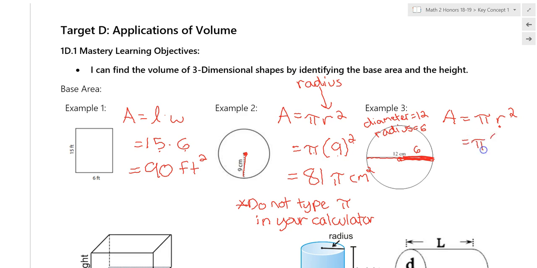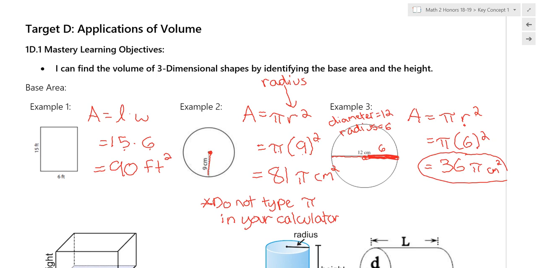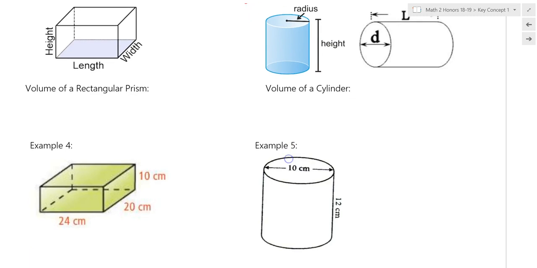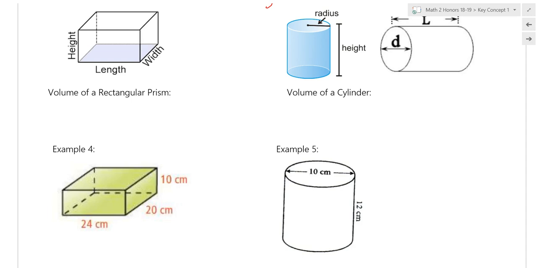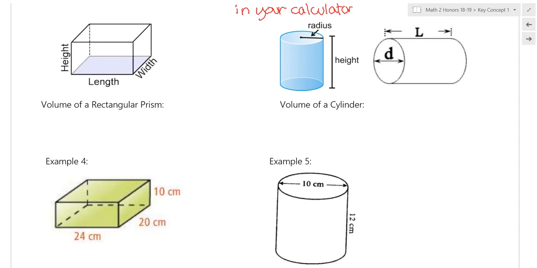So when I plug that in, 6 squared is 36 pi centimeters squared. So that's just our review for area. Okay. Now, what we're really going to look at is volume. So the first thing we have is the volume of a rectangular prism.